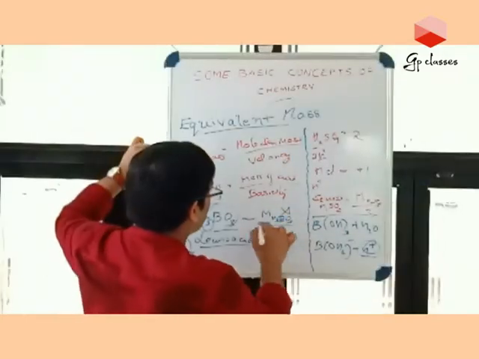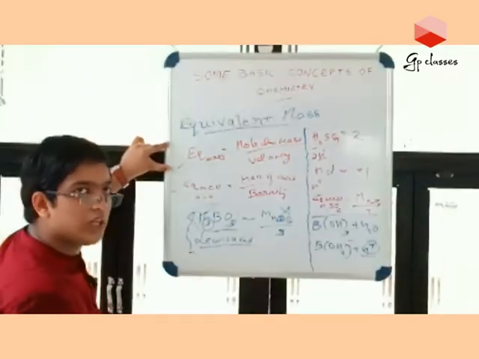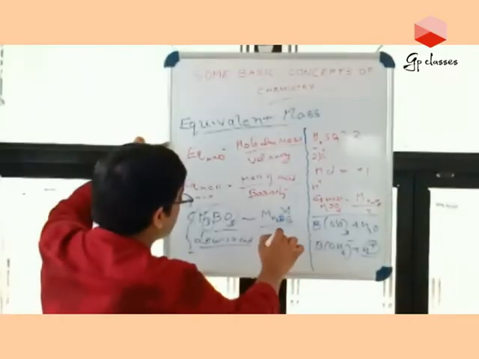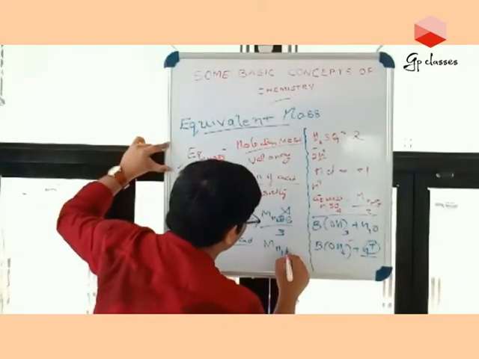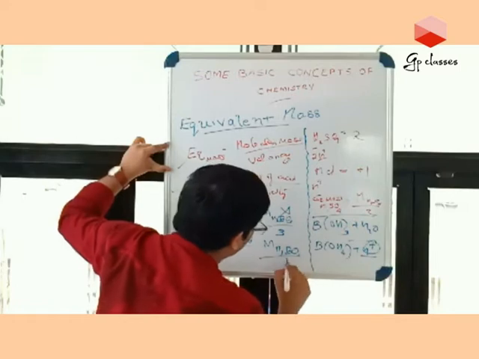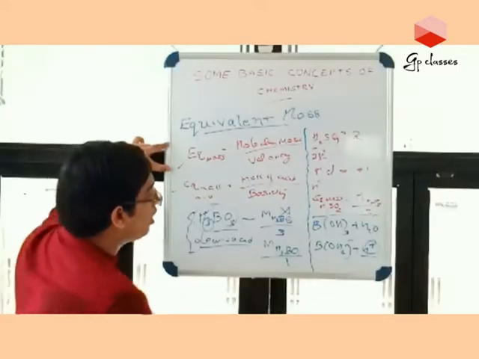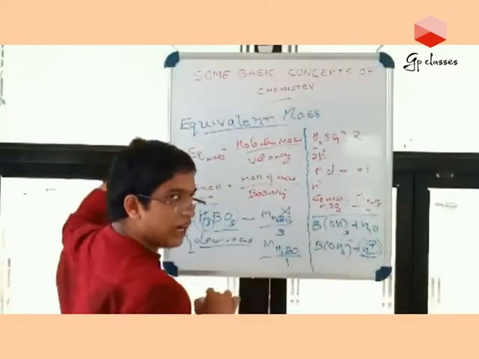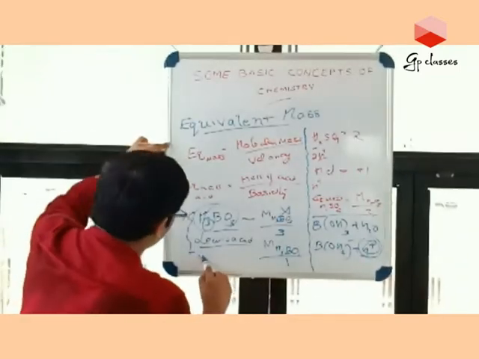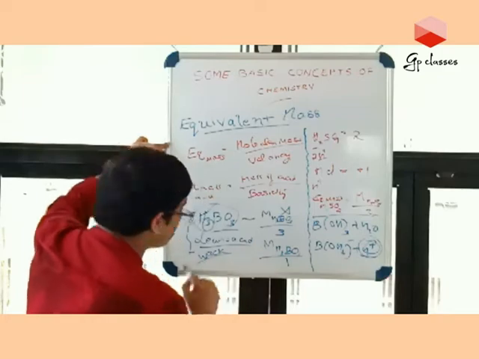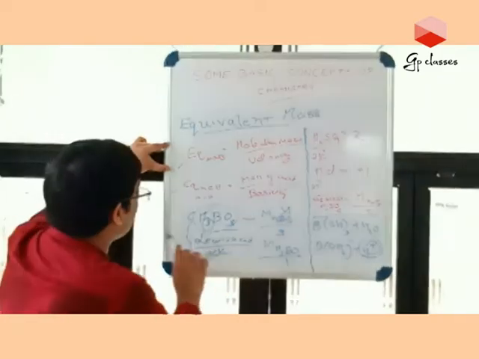So this is wrong. The equivalent mass of H3BO3 is not the net mass by 3. Equivalent mass of H3BO3 is net mass of H3BO3 by 1, because we find that there is only one ionizable hydrogen, basically that is coming from water. So this is a weak monobasic Lewis acid.